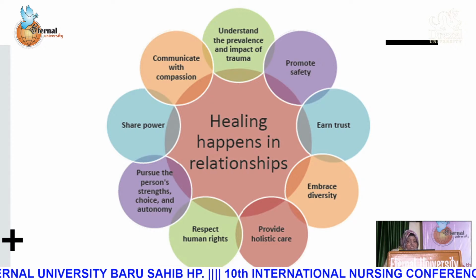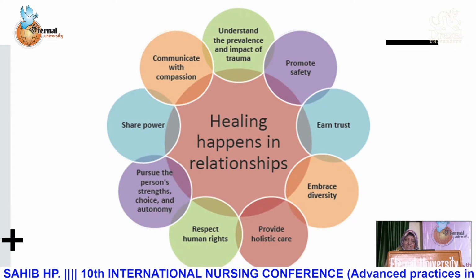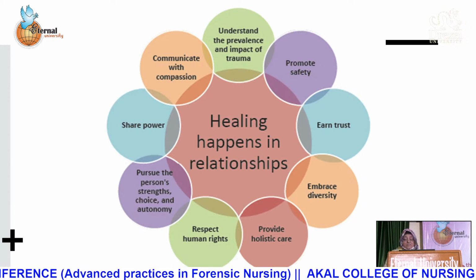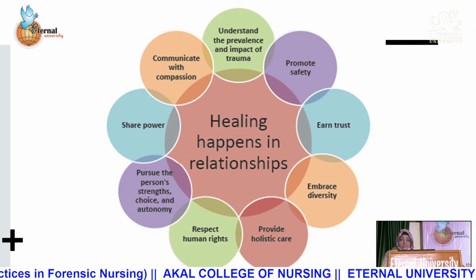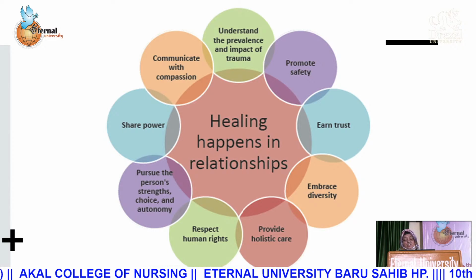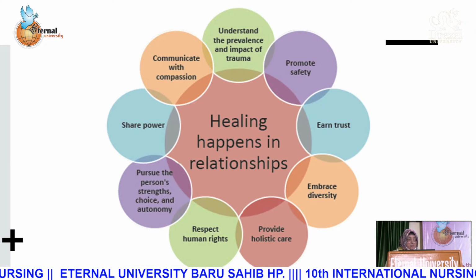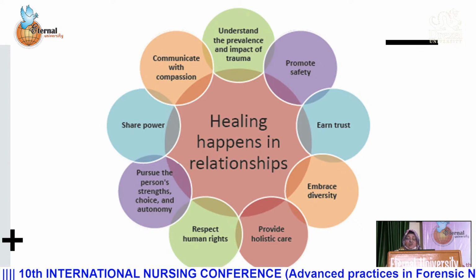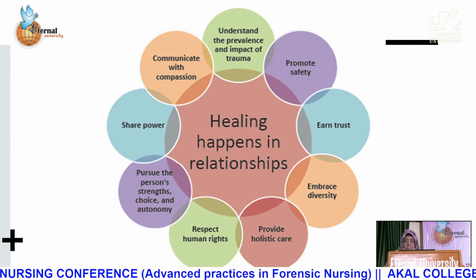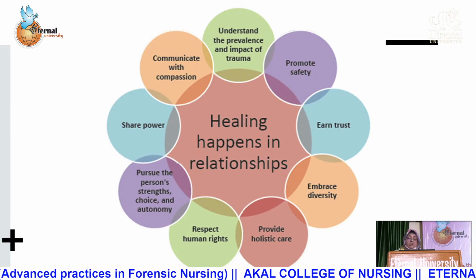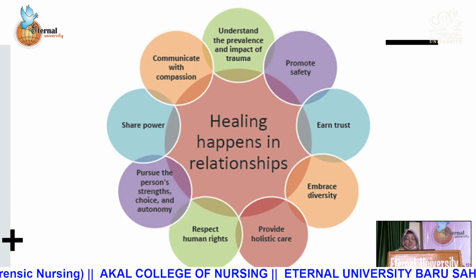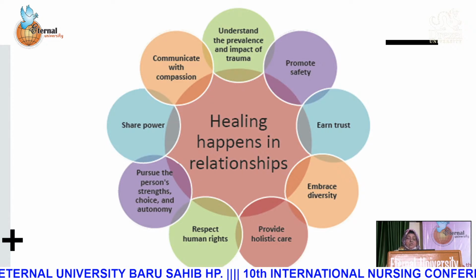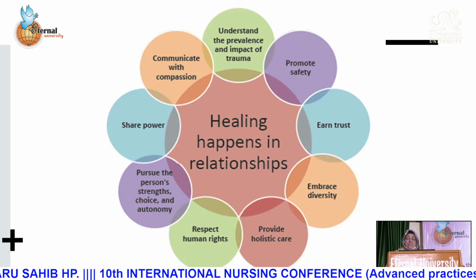You will be providing holistic care. Maybe there is trauma, there is stomach upset, there are other systemic problems. As nursing students, we will be providing holistic care to the patients. So we will respect human rights. We all know, because of the constitution, because of religion, because of other things, what the human rights of the people are. We will pursue the person's strengths, choice, and autonomy. As I said, there are different people with different strengths. Some people are weaker emotionally, some people are stronger emotionally. That will help them in healing. So you will have to see their strengths. Then after seeing how strong they are, you have to give them choice. You have to make them independent so that they will be able to heal.